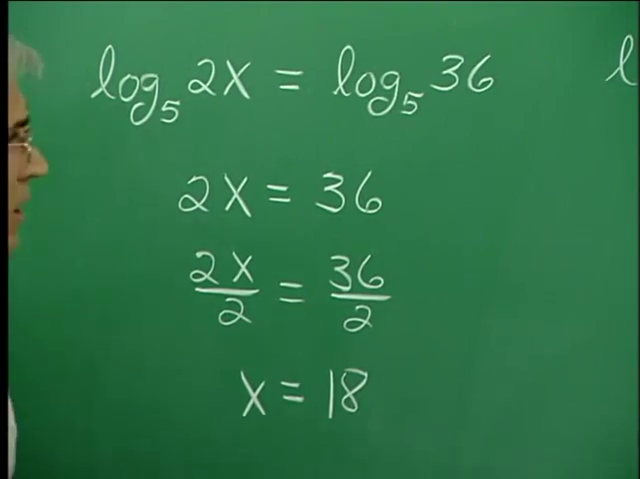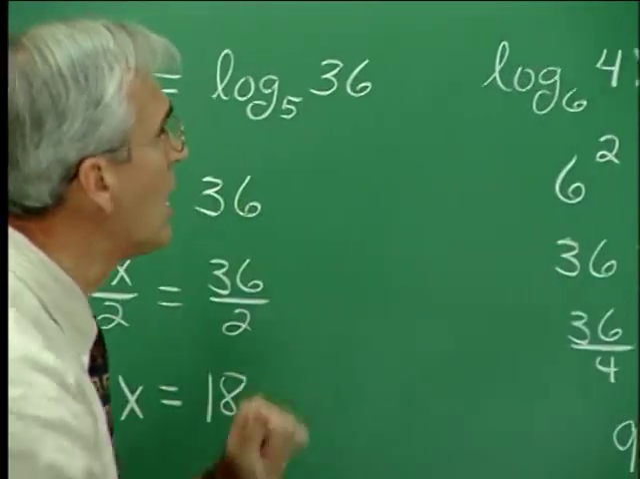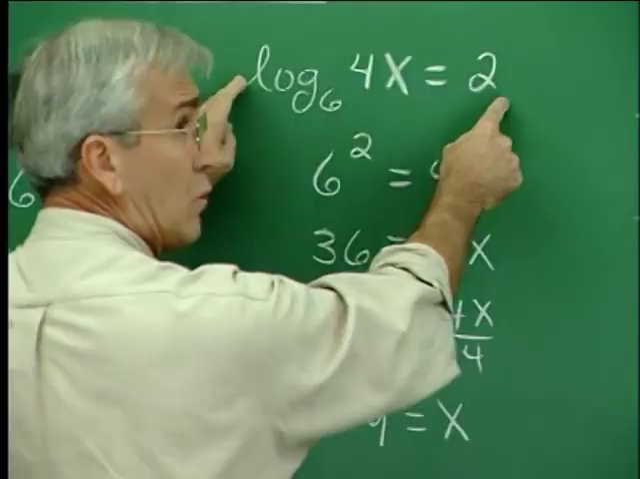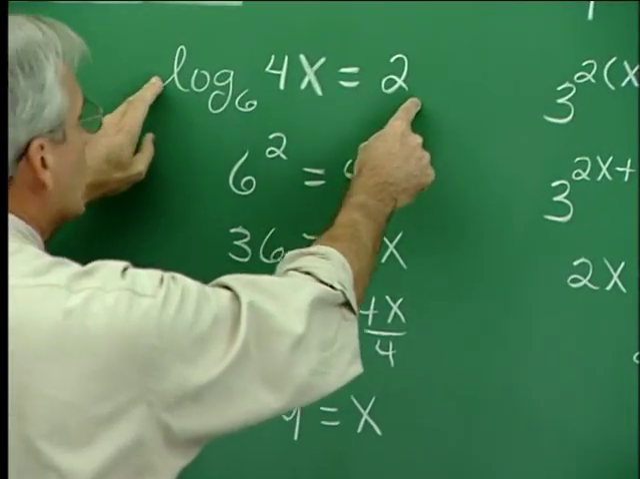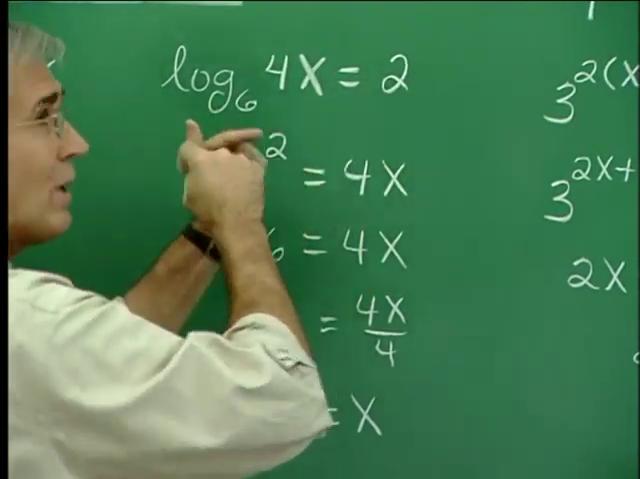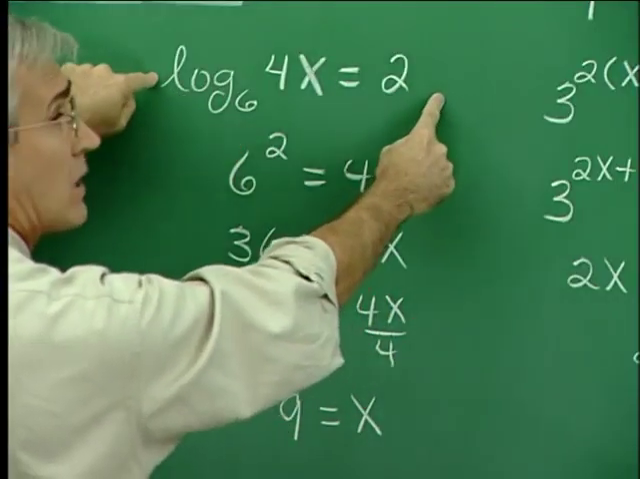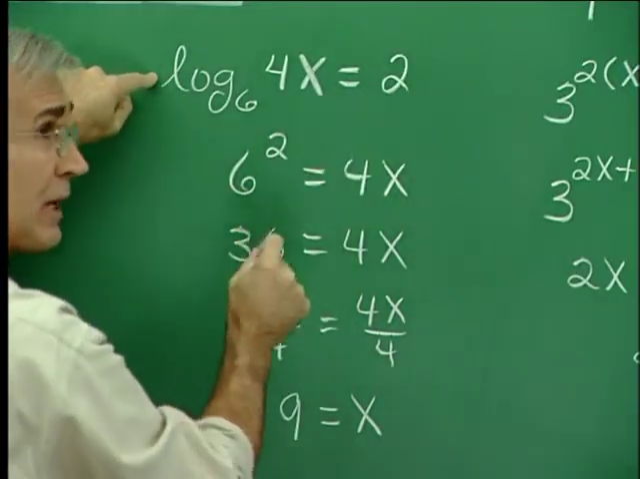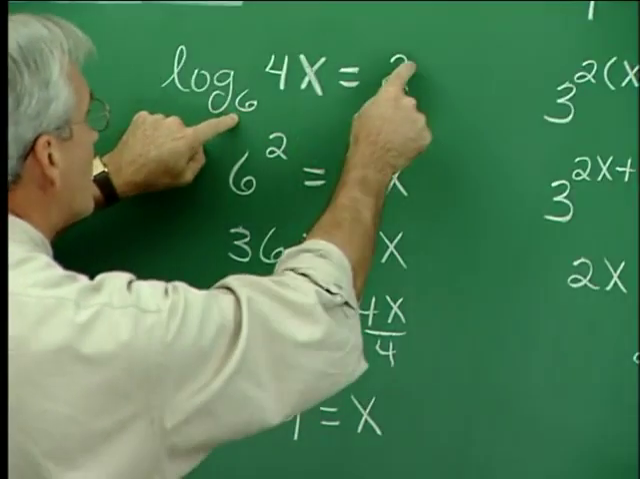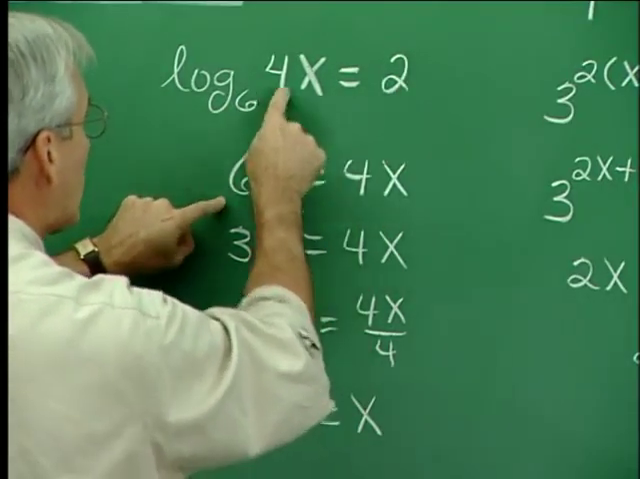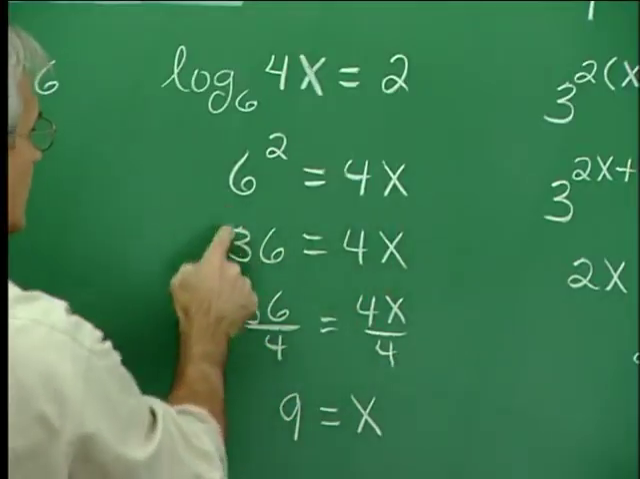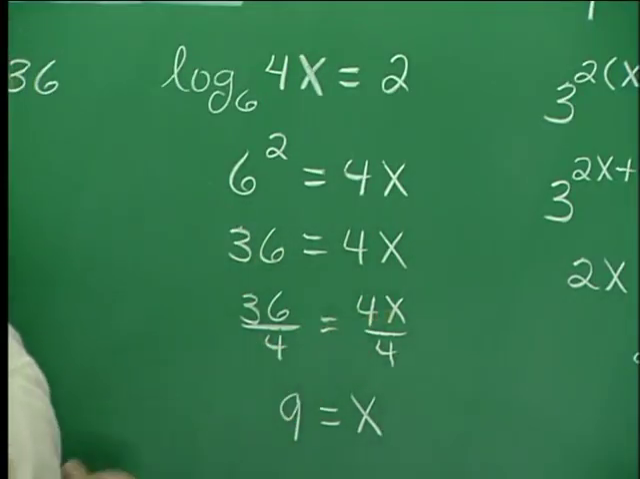So that's a pretty simple approach. With the log of a quantity equal to a real number, though, to solve for x, we have to go into the exponential form. So we would write this logarithmic equation as an exponential equation. It would be 6 squared, see, base to the exponent, equals 4x. Now solve this. 6 squared is 36. Dividing by 4 on both sides, we find x to be 9.